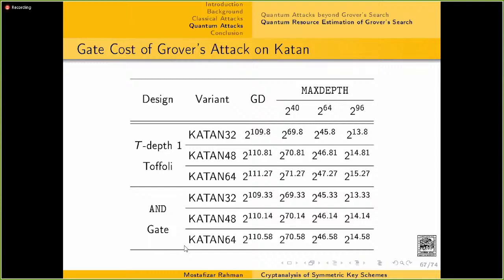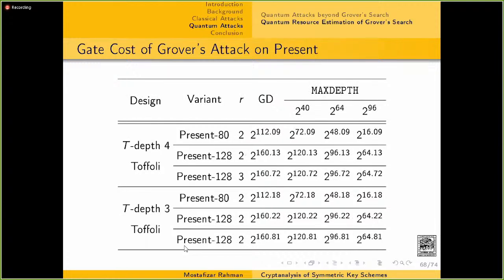reported in this work. You can see here there is a maximum depth of 2^40, 2^64, 2^96. This is from the NIST post-quantum cryptography criteria, and it tells us what the maximum depth of the circuit should be. So we have considered different depths according to their criteria, and based on that we have reported how many resources are required in such cases. And this is the result for PRESENT.